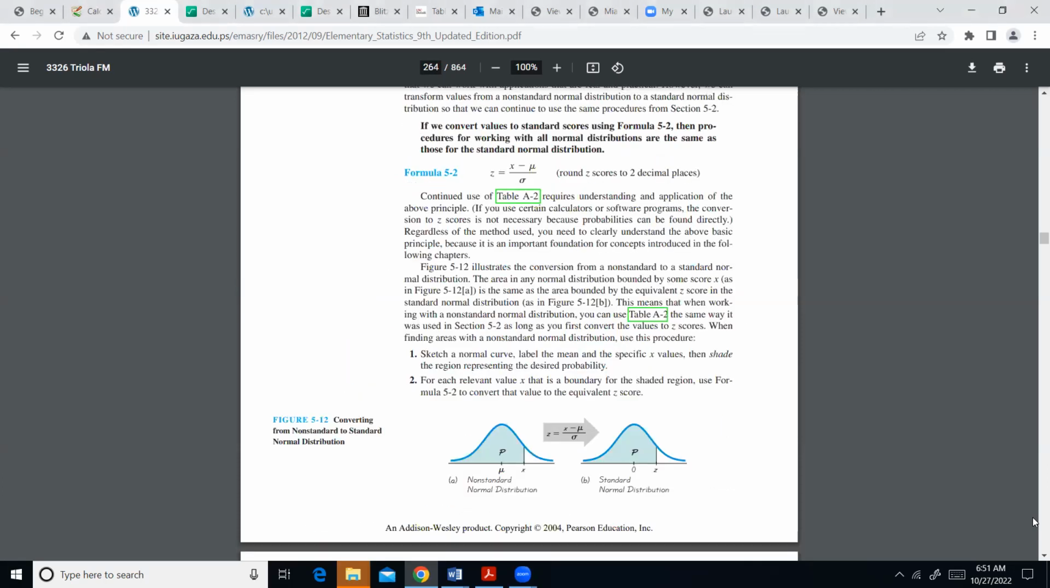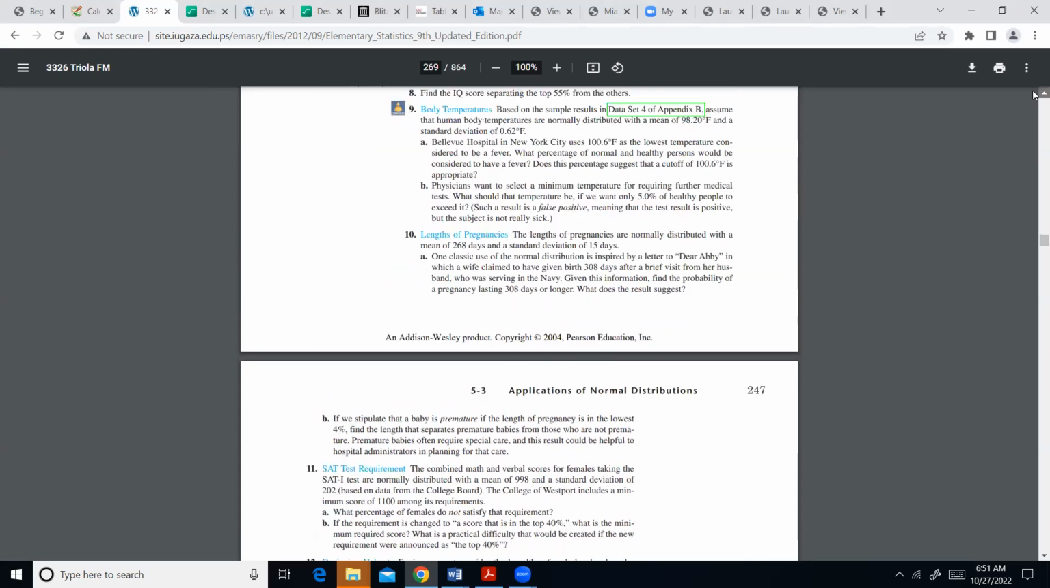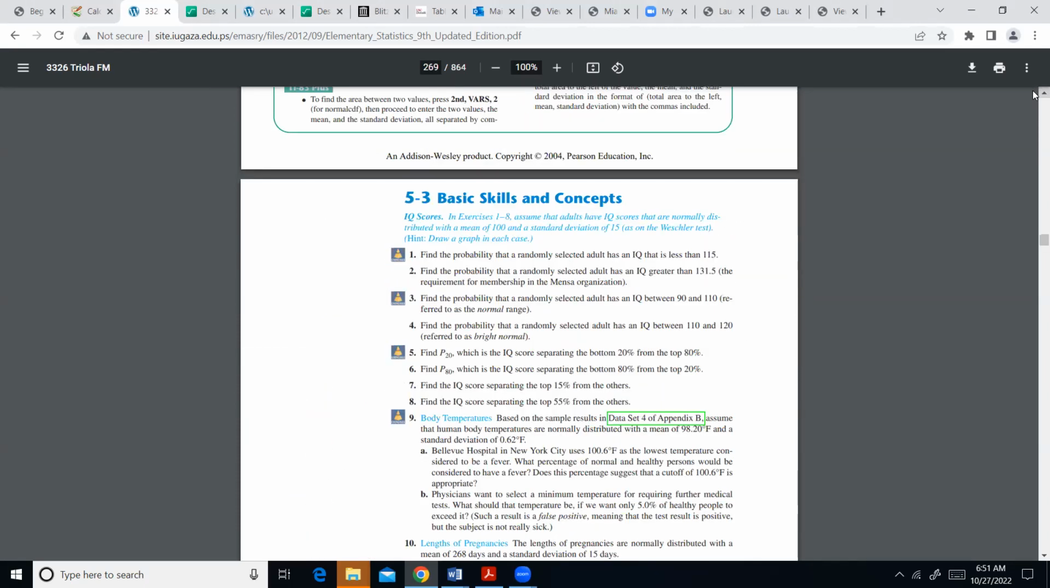So we looked at section 5.3. I believe the exercise was number 9. And I asked you to calculate the special value, which is called z-square. And the formula for that is x subtract mean divided by standard deviation.